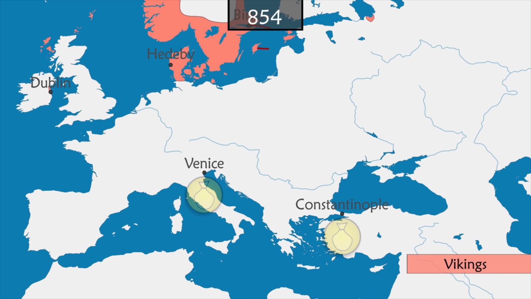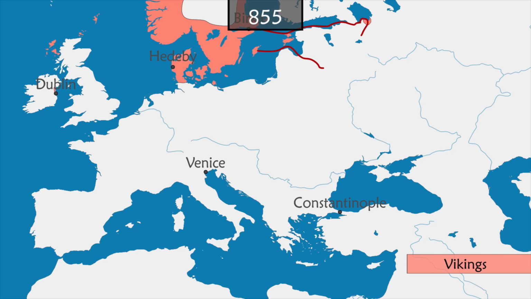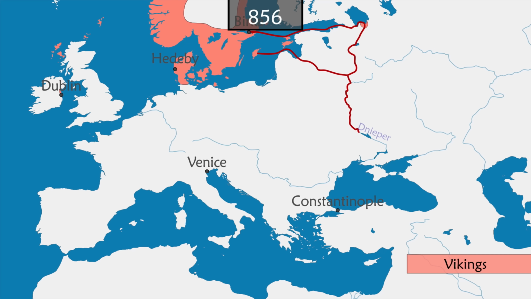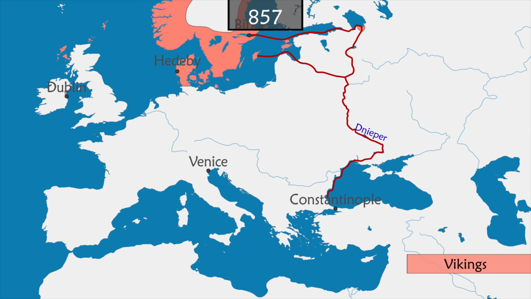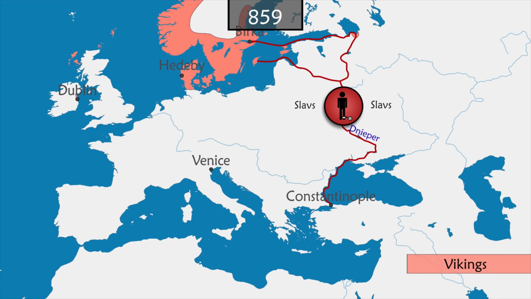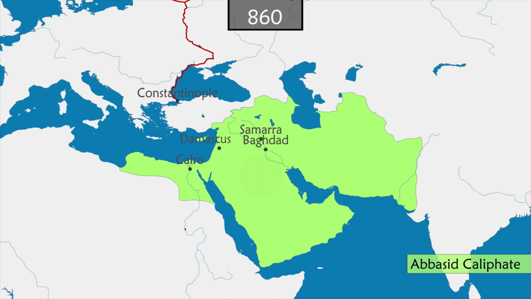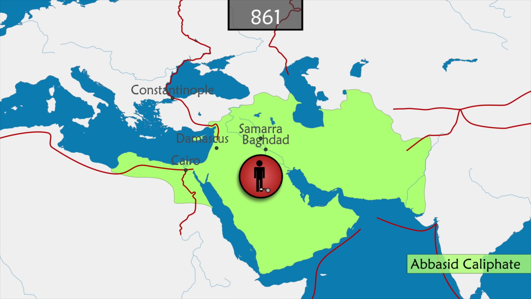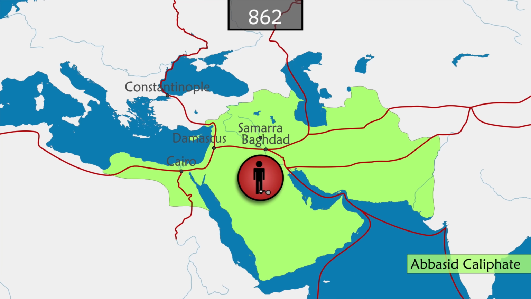In the east, Vikings, who are called Varangians, control a trade route that follows the Dnieper to Constantinople. There, they sell, among other things, Slavic slaves captured on the way. In the Abbasid Caliphate, the majority of slaves from the conquests and trade routes end up in Baghdad.